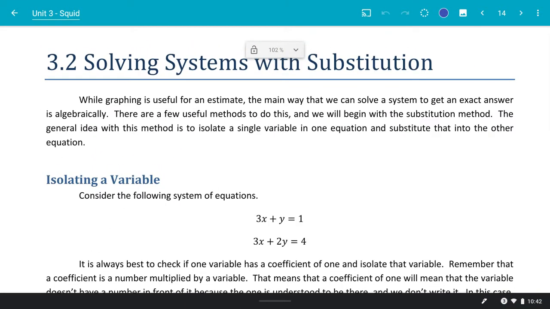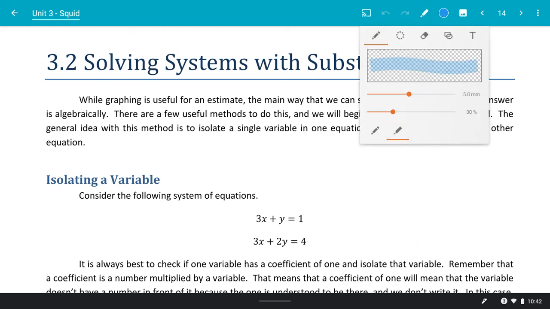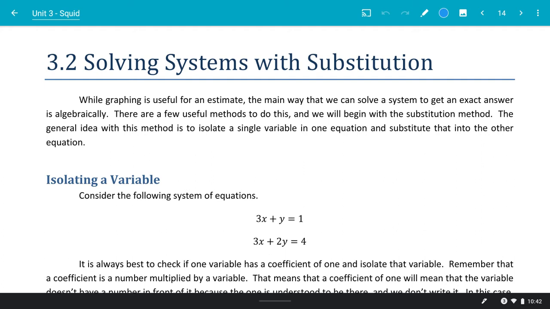We are talking about our second method of solving systems of equations, and that is with substitution. So let's get our highlighter out here, and let's find the important stuff in this reading. While graphing is useful for an estimate, the main way that we can solve a system to get an exact answer is algebraically. There are a few useful methods to do this. We will begin with the substitution method. The general idea of this method is to isolate a single variable in one equation and then substitute that into the other equation. Remember, substitute means to take one thing out and put something else in.